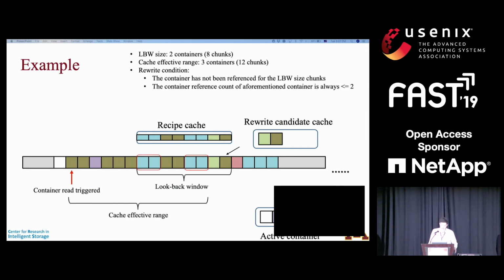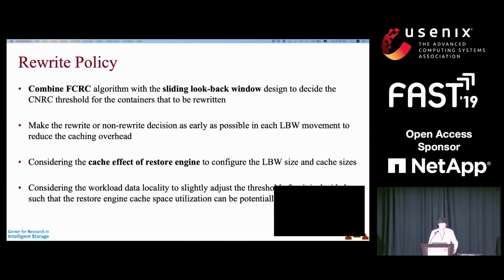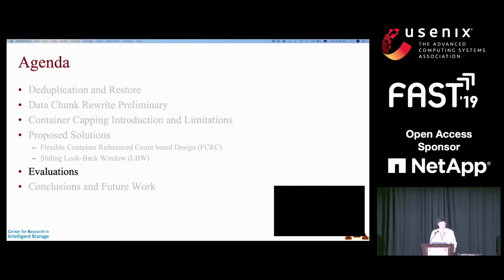It looks simple, and whether it works or not, we need an experiment to test it. So this is the rewrite policy. What we did is we emphasize the rewrite decision, making it as early as possible. The next thing is we consider some locality factors and made adjustments on the threshold. So let's move to the evaluation.